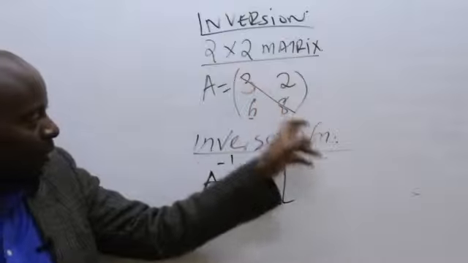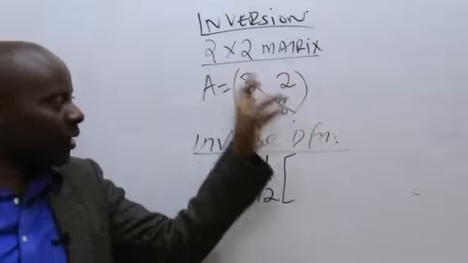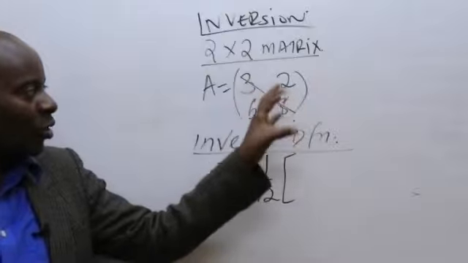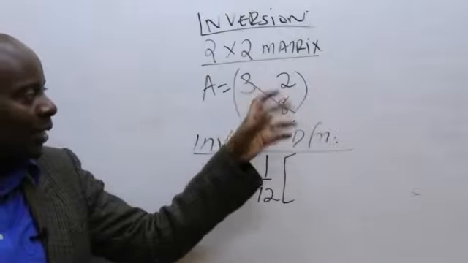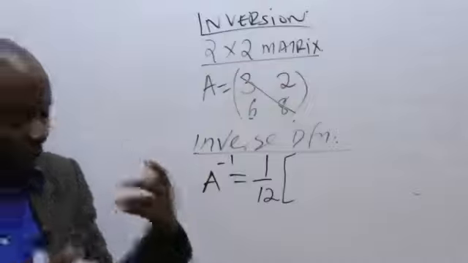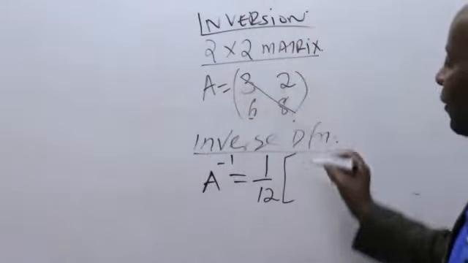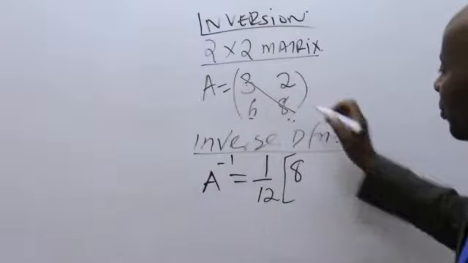These are the primary elements. So we swap them. They take their respective positions there. In this case, we interchange them between their respective positions. So we have 8 taking the position of 3, and 3 taking its position, like that.